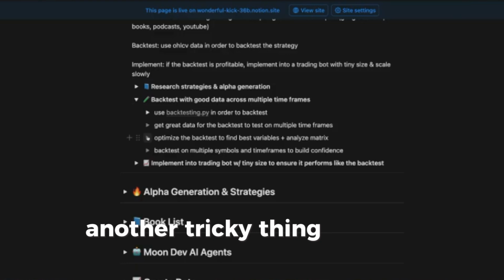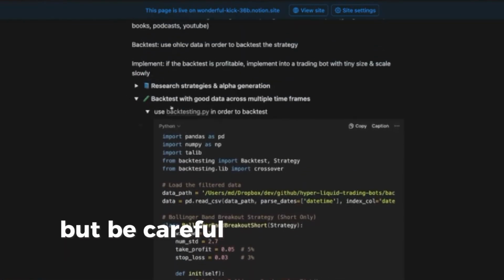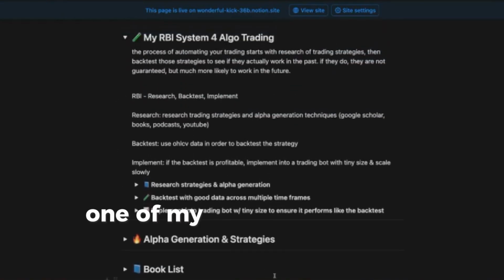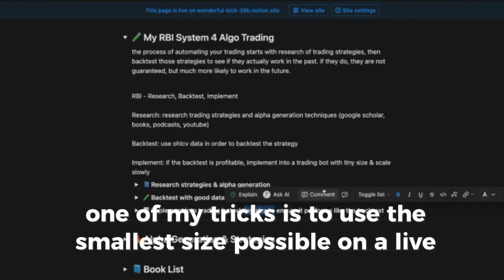Now, another tricky thing is you're going to want to optimize. I have an optimizer in here, but be careful, because you can over optimize. Now, one of my tricks is to use the smallest size possible on a live bot.